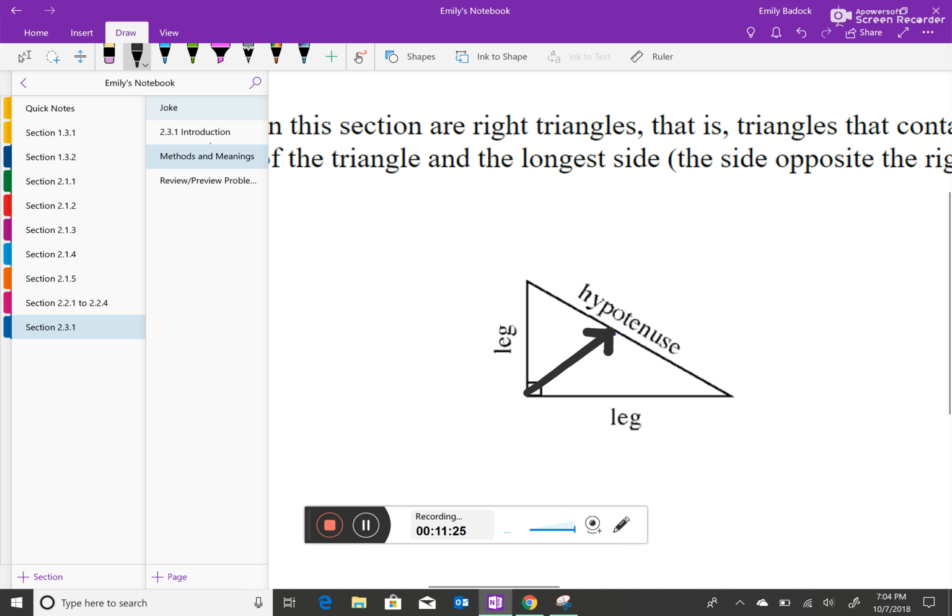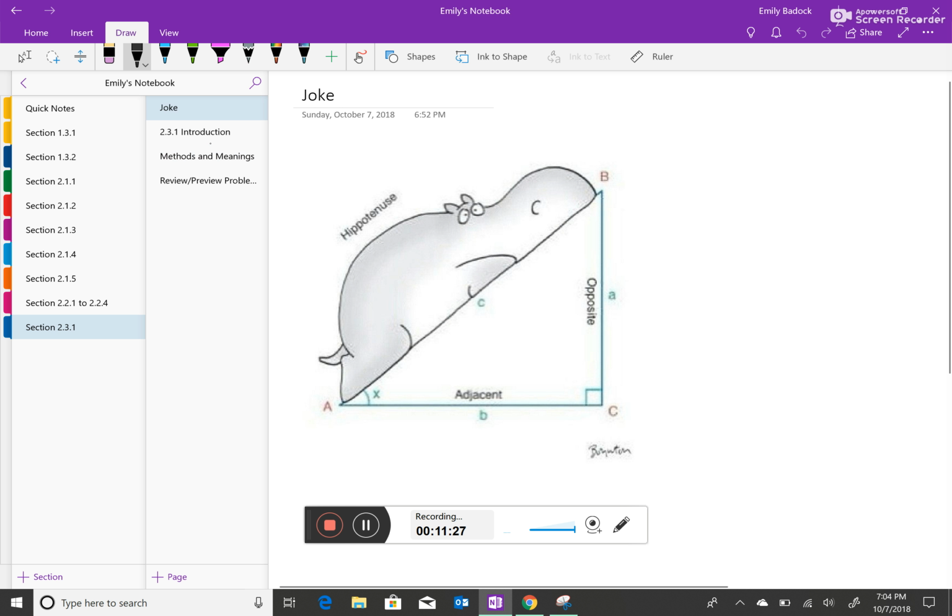Which is why, if you go back to our joke, that was so funny. So hypotenuse is the hypotenuse.